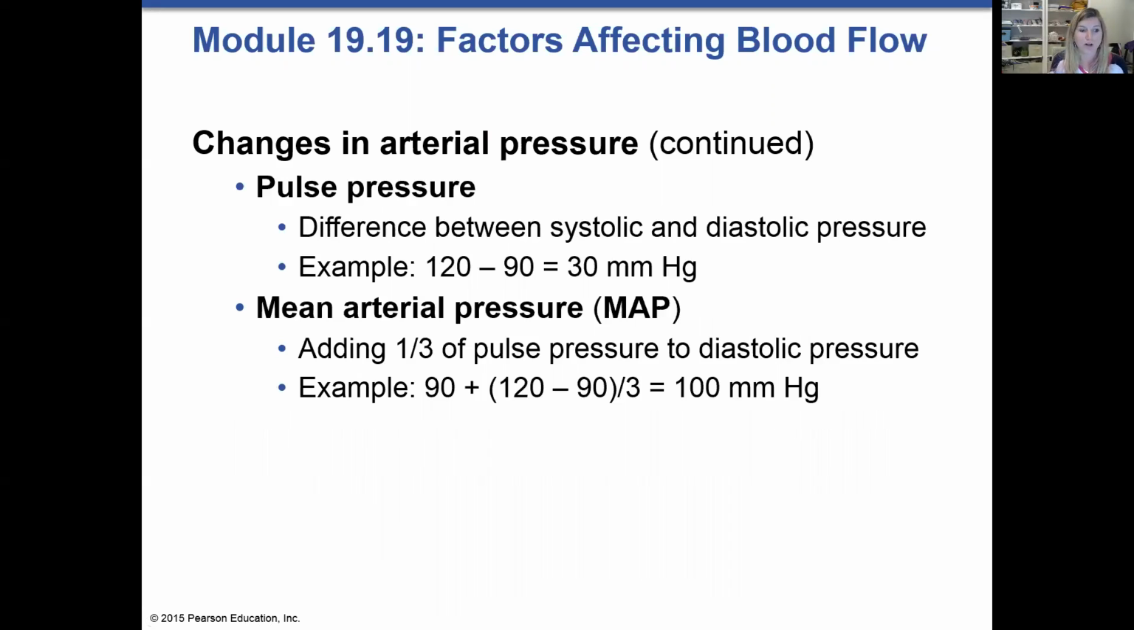So if we have our difference of 120 and 90 being 30, and then we take 90 plus 30, and then we divide that by 3, we're getting 100 millimeters of mercury. So it's basically the average pressure throughout our body. So the big idea is we're adding a third of that pulse pressure. I think I said that wrong. 120 minus 90 is 30. 30 divided by 3 is 10. So 90 plus 10 gives you 100. Sorry if I confused you.